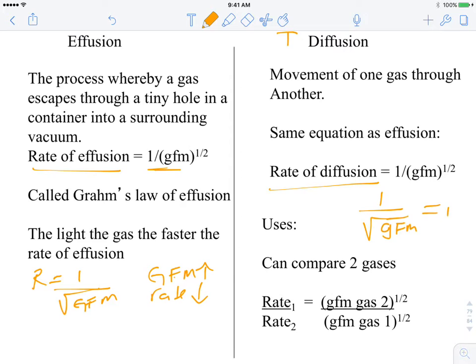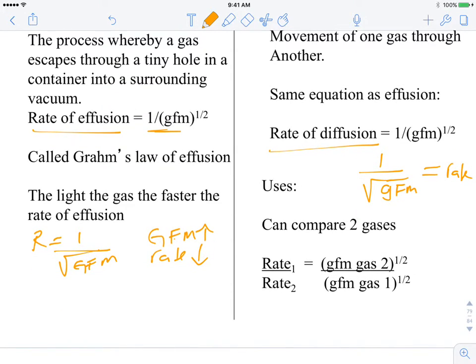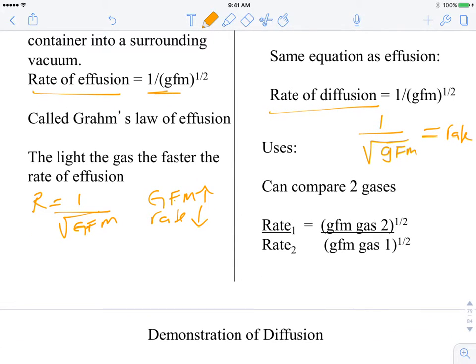Square root of the gram formula mass is the rate. Now what's really helpful is when you compare two gases. So we have the rate of gas 1 versus the rate of gas 2 is equal to the square root of the gram formula mass of gas 2 over gas 1. Now look, with this, we could do something like comparing the rates of, let's say, hydrogen and oxygen.